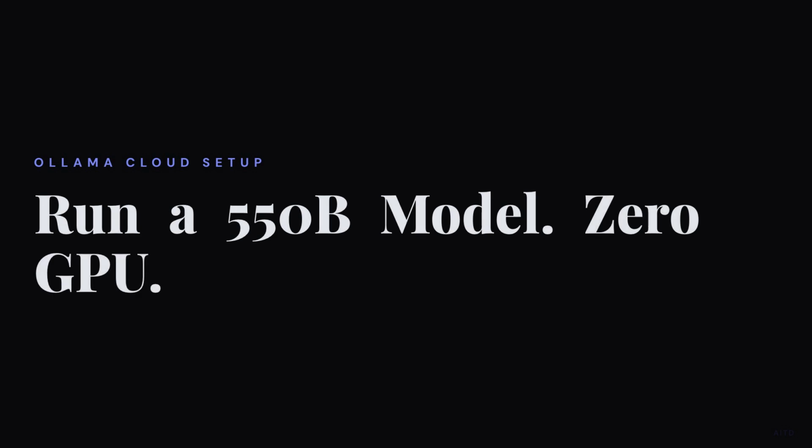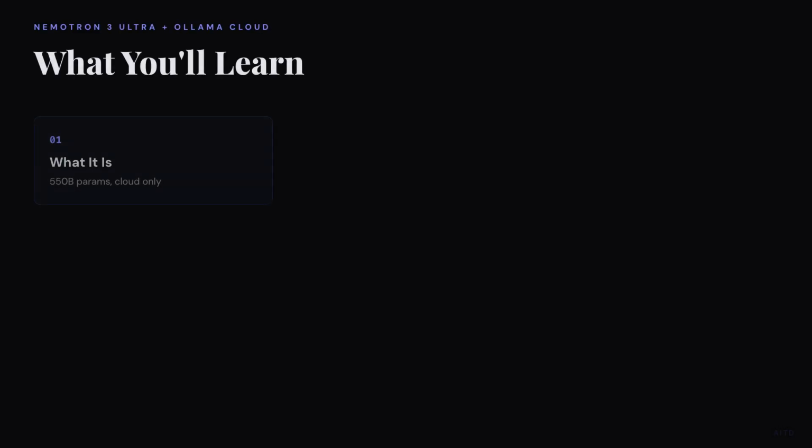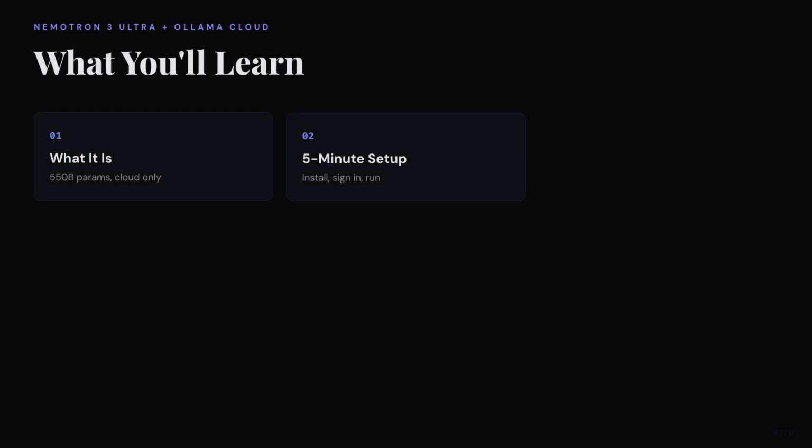NVIDIA just released the biggest open-weight model it has ever shipped, and you cannot download it. Nemotron 3 Ultra has 550 billion parameters, and Ollama only offers it as a cloud model. In this video, you'll learn what makes this model different, how to set it up in under 5 minutes, and how to call it from your own scripts and agents.